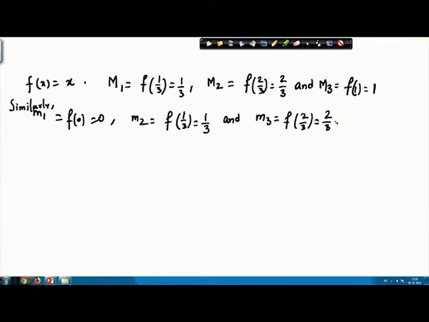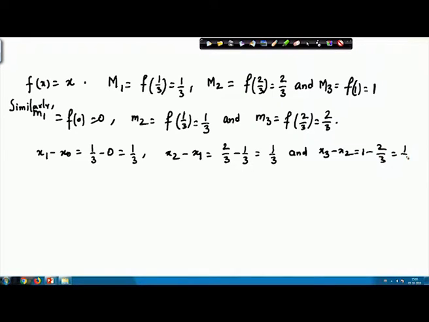So now that we have all these ingredients, we have to calculate x1 minus x0. So x1 is basically 1/3 minus 0, which is 1/3. Similarly x2 minus x1 will be 2/3 minus 1/3. So this is again 1/3, and x3 minus x2 will be 1 minus 2/3. So this is basically 1/3.